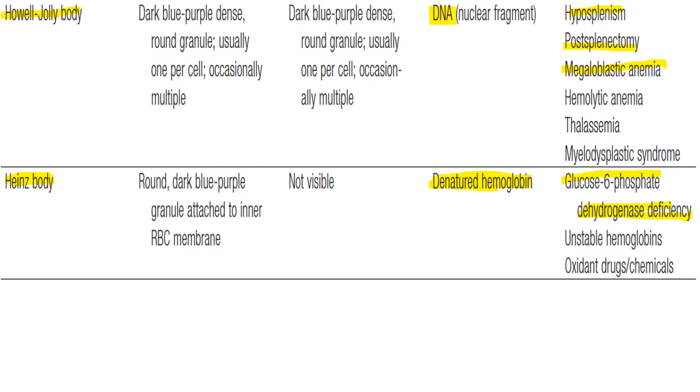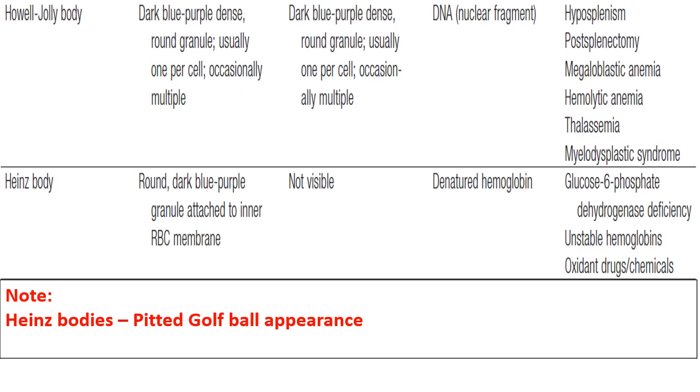And in other books, ang description ng Heinz bodies is that it appears like a pitted golf ball. So, yun yung parang may mga butas, no? May mga pitted holes dun sa RBCs. So, kumukha daw siya ng golf ball na normally na nakikita natin.